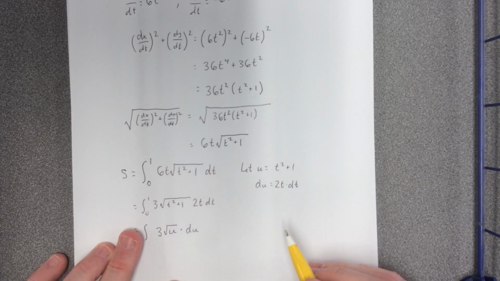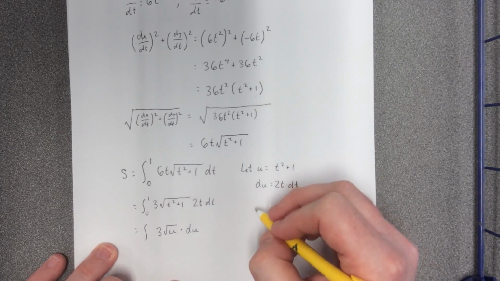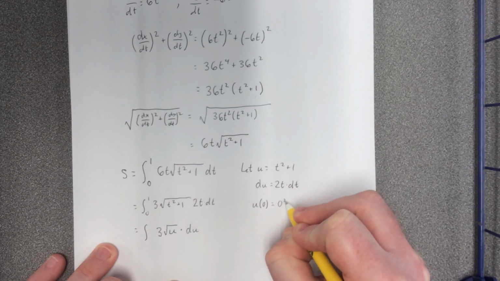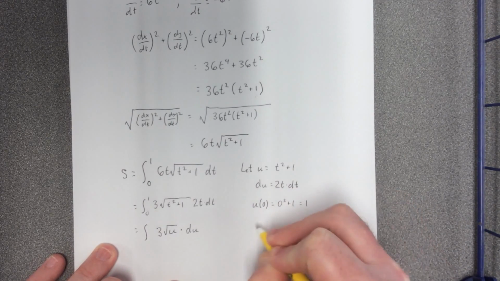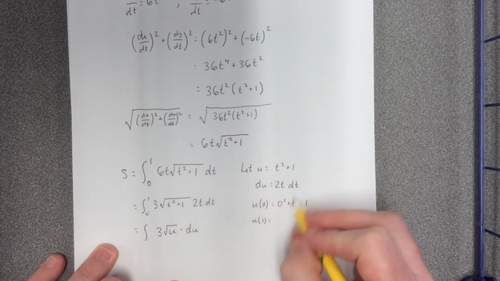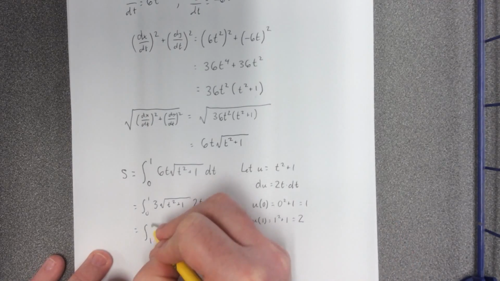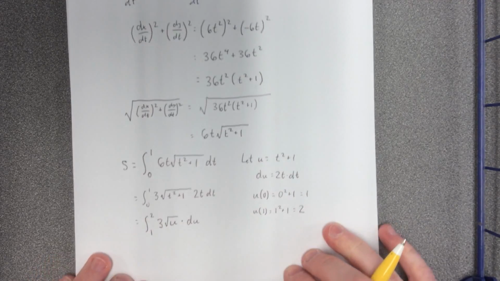Now additionally, I need to change over my limits of integration. So let's plug in t equals 0. We get 0 squared plus 1, that'll be 1. And let's plug in t equals 1, that'll be 1 squared plus 1, that'll be equal to 2. So limits of integration will go from 1 to 2.